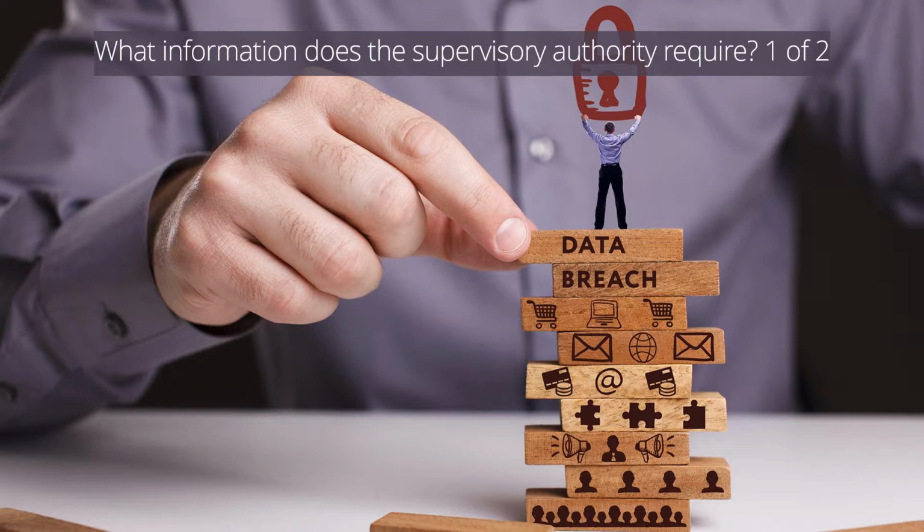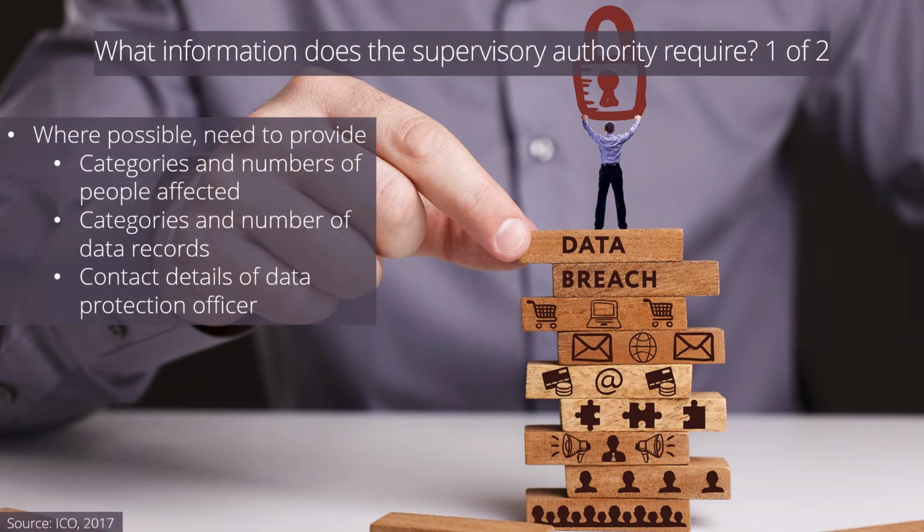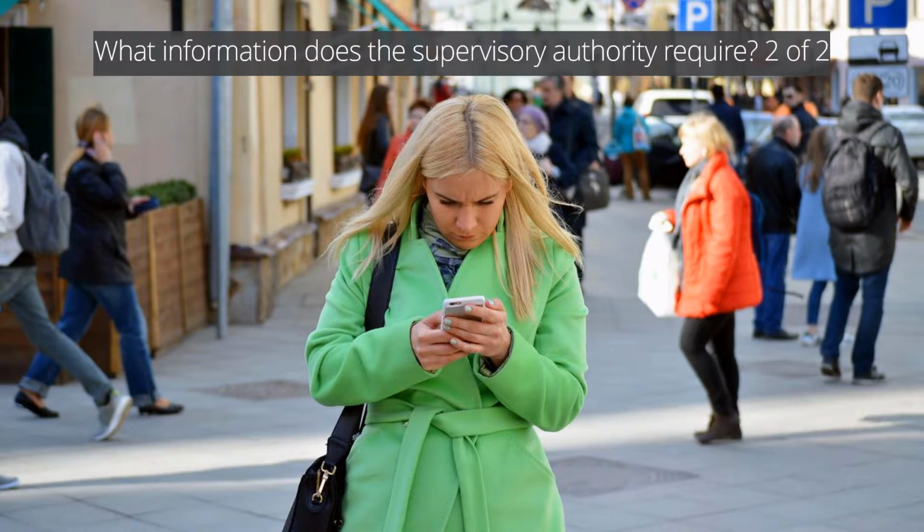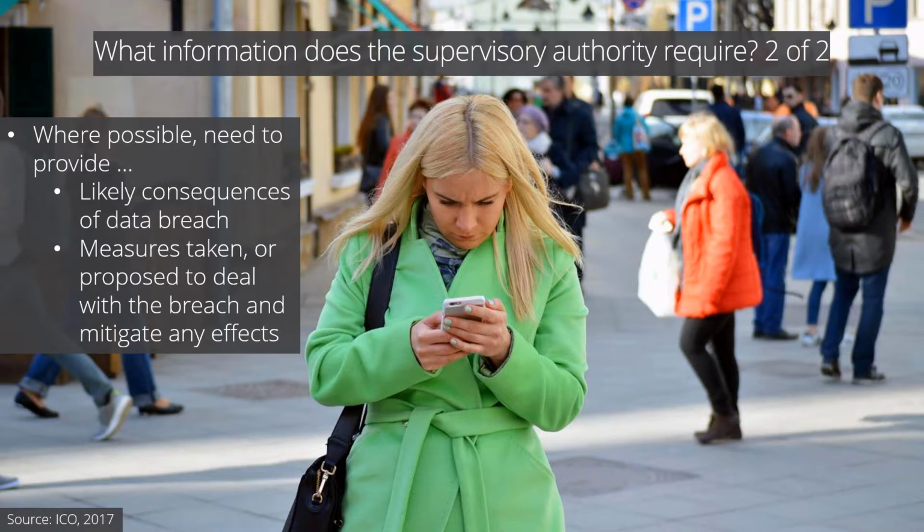Let's say your organisation does suffer a notifiable personal data breach. What information are you required to submit? Well, the supervisory authority wants you to provide as much information as possible. Typically, this includes the categories and approximate numbers of individuals concerned with the breach, plus the categories and approximate number of personal data records concerned, the name and contact details of the data protection officer, if your organisation's got one, or other contact points from where additional information can be obtained. They'd also like a description of the likely consequences of the data breach. They want a description of the measures that your organisation's taken or proposes to take to deal with the data breach. And, where appropriate, they'd like to know about the measures taken to mitigate any possible adverse effects on the data subjects.